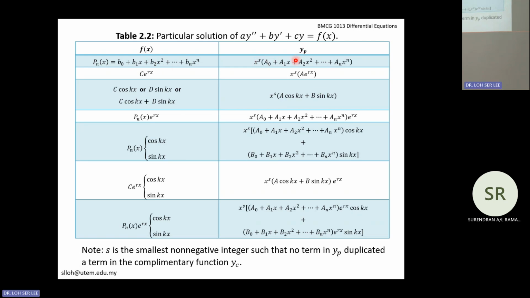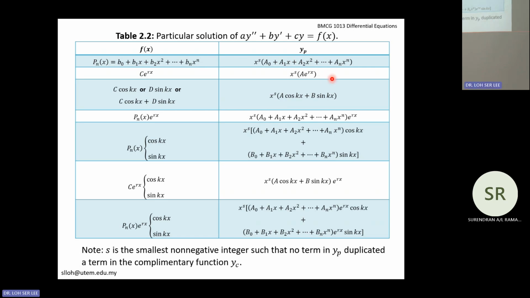Okay, so what is this? What does this column mean? Now we look at this one. The first category is the polynomial. So your y trial, I will use the term y trial. The y trial will be this one, starting from a0 up to an xn. Meaning that this is just a general form of the polynomial function.